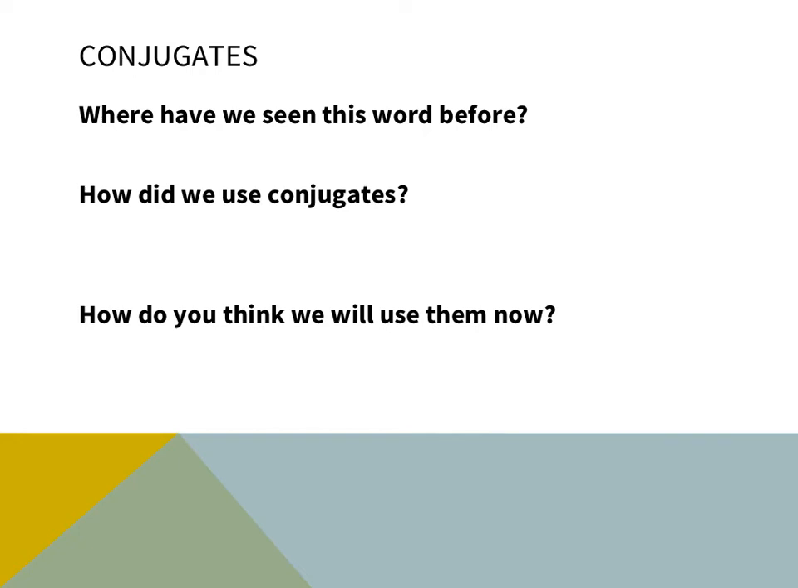Alrighty, time to divide. But first we need to know what conjugates are. Where have we seen this before? We talked briefly about imaginary numbers. So instead of when we had like 3 plus i, it was 3 minus i that was our conjugate. Oh yeah. Now when did we use them? How did we use them?